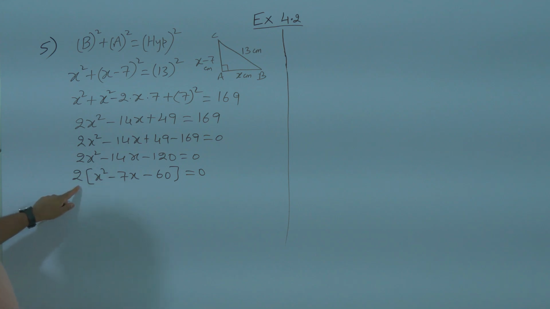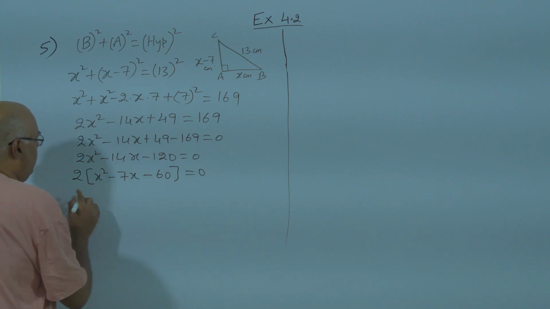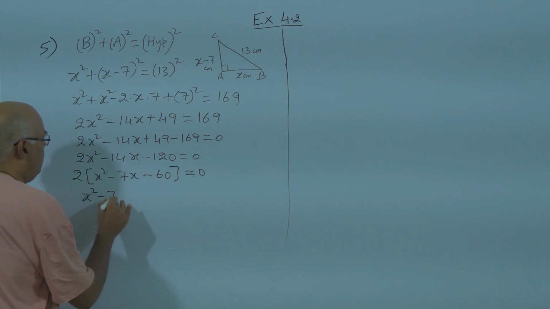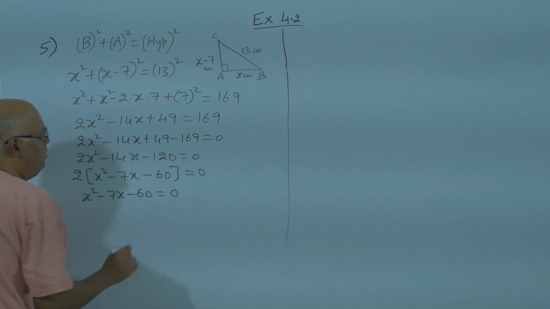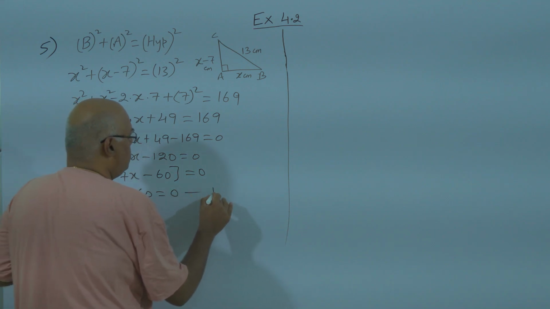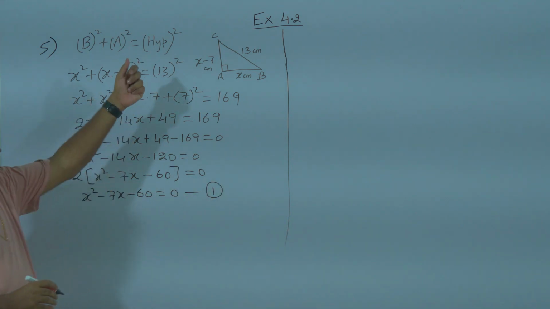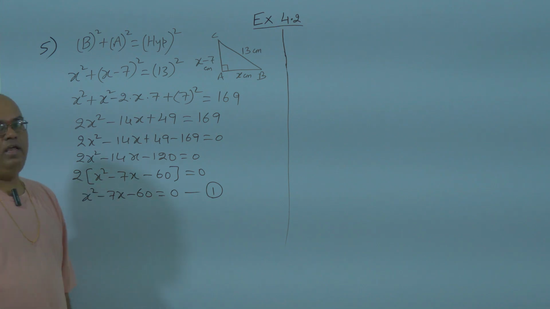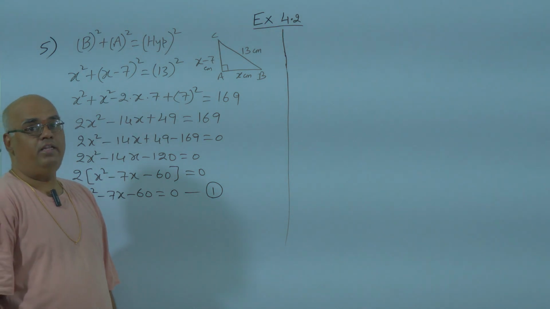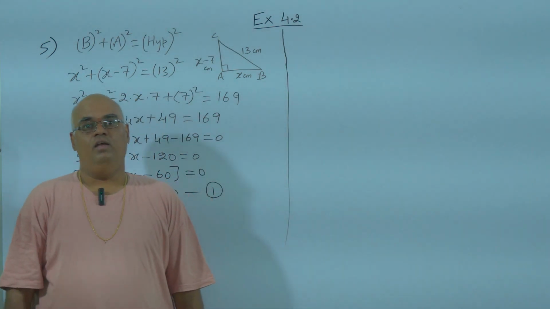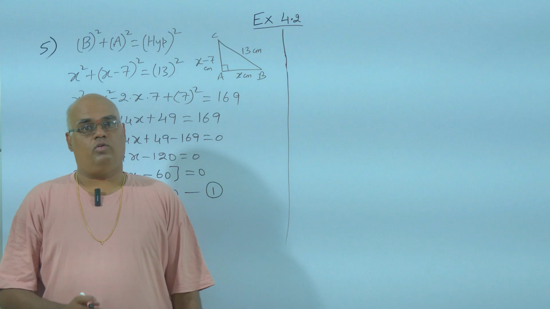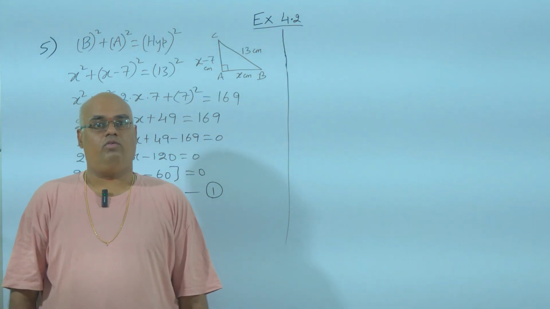On the left side of the equal to sign, 2 is multiplying. So if I take this 2 to the other side of the equal to sign, it will divide. So I can say that x square minus 7x minus 60 is equal to 0. Let us say this is equation 1. From the given information, we framed a quadratic equation. Now we need to find the roots of this quadratic equation 1. To find the roots, we have to compare it with the standard form of the quadratic equation.